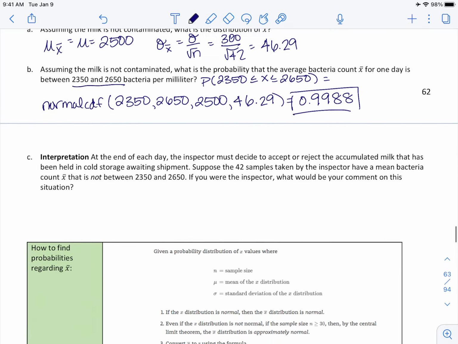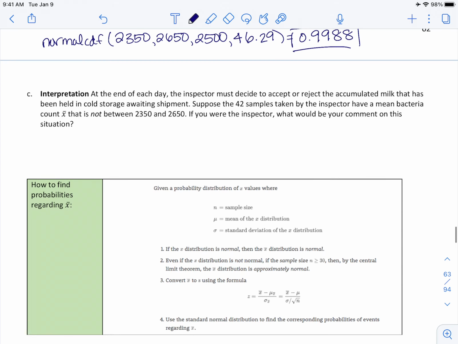At the end of each day, the inspector must decide to accept or reject the accumulated milk that has been held in cold storage awaiting shipment. Suppose the 42 samples taken by the inspector have a mean bacteria count X bar that is not between 2,350 and 2,650. If you were the inspector, what would be your comment on this situation?